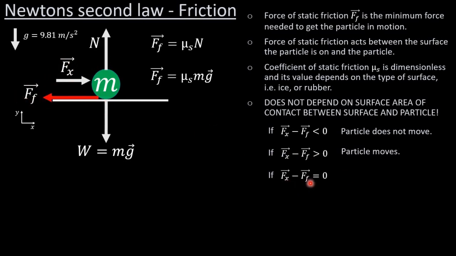If they're equal, if the difference between the applied force and the force of friction is 0, meaning they're equal, the particle is on the brink of movement. Okay, so it's literally just about to move. So a tiny little nudge would get it moving.